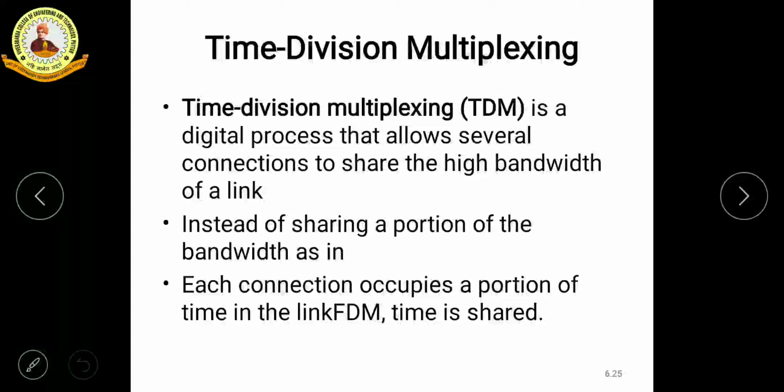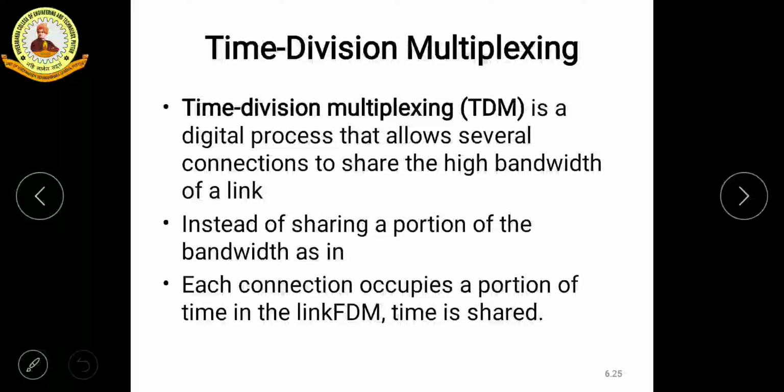So instead of sharing a portion of the bandwidth as in FDM, the last technique we have learned, here time is shared. There in FDM frequency is shared, and in wavelength division multiplexing again bandwidth is shared between different wavelengths of the signals that we are sending. Here time is shared, so each connection occupies a portion of time in the link.